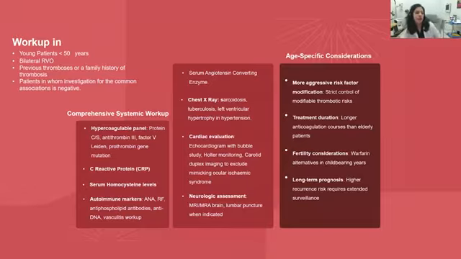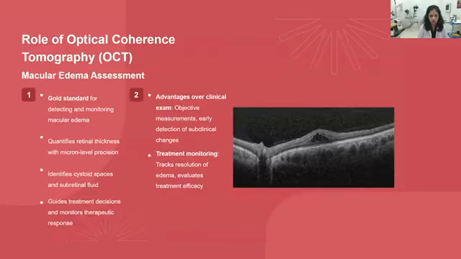So what is the role of OCT? Macular edema, which is a very common complication of RVO, the assessment of this is very important, not only for diagnosis, but also to see if your treatment is working or not. So it is the gold standard for detecting and monitoring macular edema. It quantifies retinal thickness with micron level precision. It identifies cystoid spaces and subretinal fluid, guides treatment decisions and monitors therapeutic response. It obviously has advantages over clinical exam because it gives you an objective measurement. It tells you exactly what the thickness of the central retina is. And it also detects early subclinical changes and also helps in treatment monitoring, like I said.